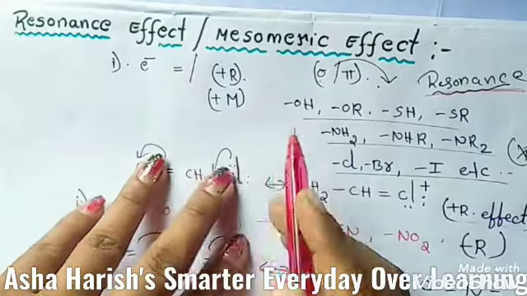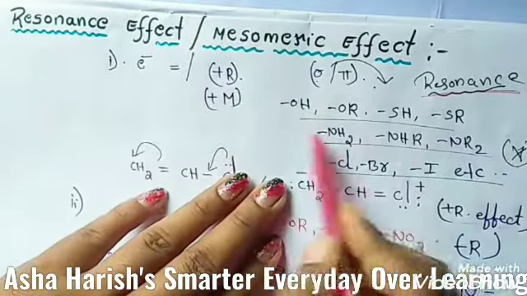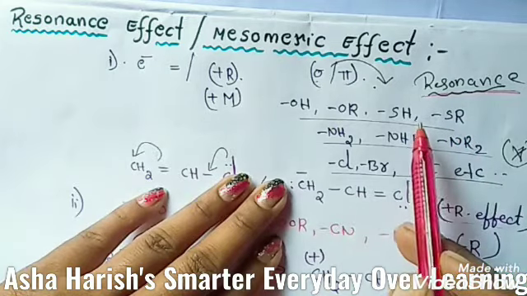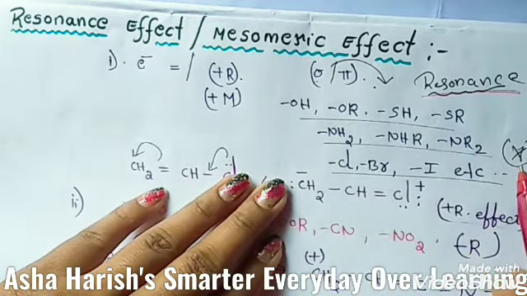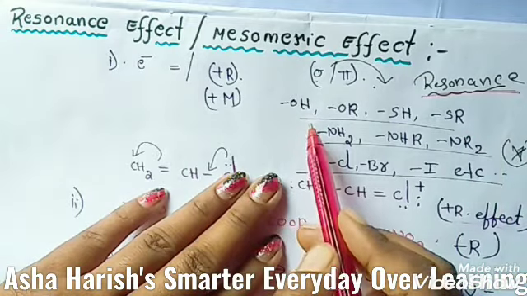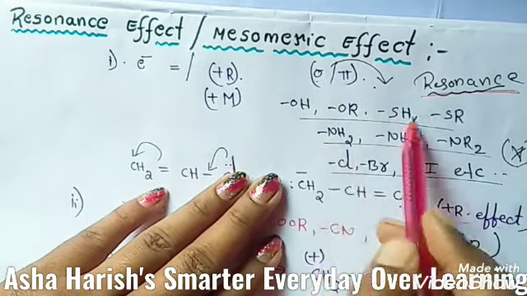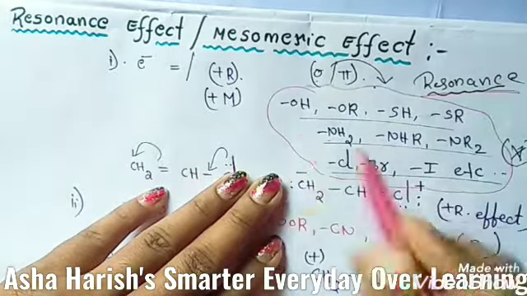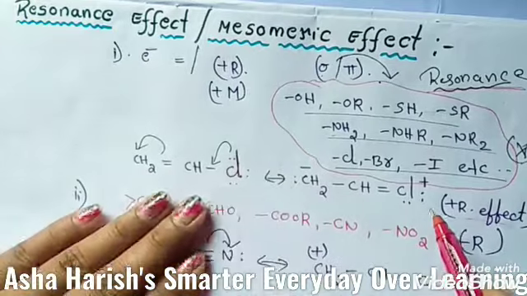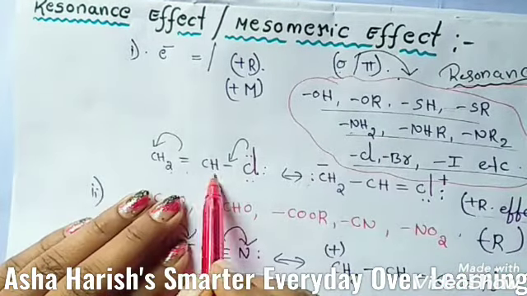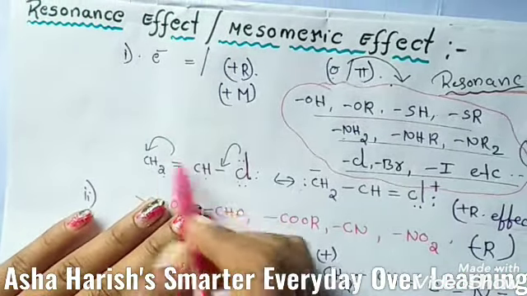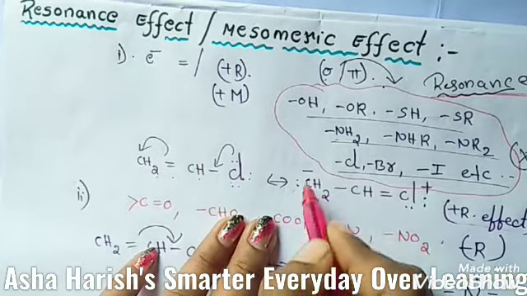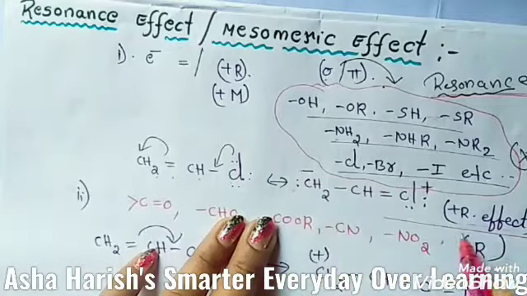Let's see the first one. Groups which donate electrons to the double bond or to a conjugated system are said to have plus R effect, and these are the examples here: SR, SH, NH2, NHR, all examples of donating electrons. If you see the example CH2 double bond CHCl, from this the transfer of electrons like this, then the formed resonance structure has a positive ion here and a negative ion here, so this is the plus R effect.